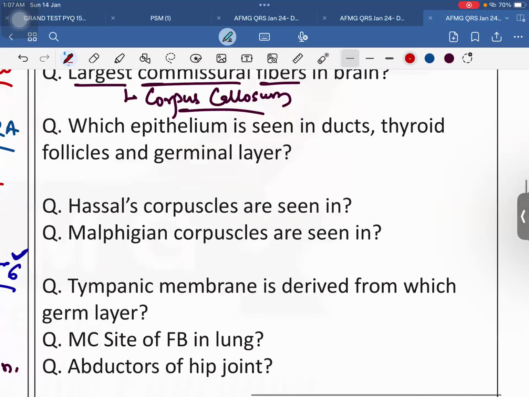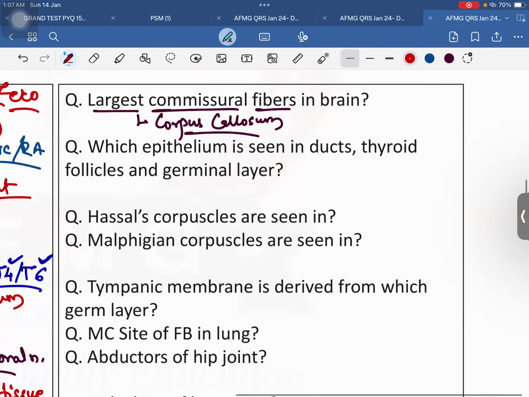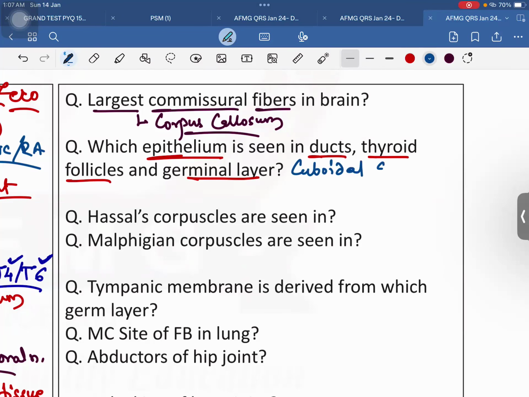Next, if they ask you which epithelium is going to line the ducts, the germline and testes, that is usually lined by the cuboidal epithelium. Yes, it is lined by the cuboidal epithelium. Please remember that. It is lined by the cuboidal epithelium.